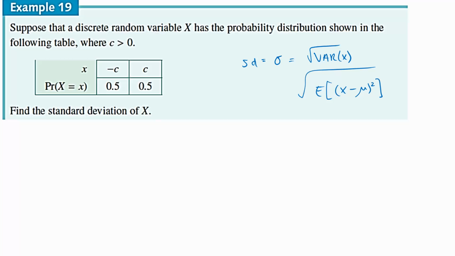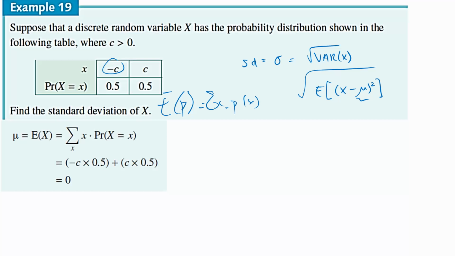So, in order to do this, your x data is this. You need to find the mean, because you don't know what the mean is. But we know how to find the mean. Expected value, I told you before, is equal to the sum of x multiplied by p of x. So here we go. We find the mean first. It's x times the probability of x, which is negative c times 0.5 plus c times 0.5. So I get mu equals 0.